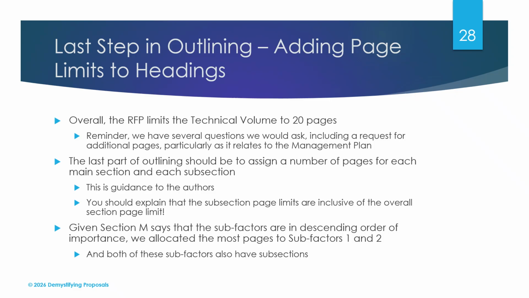And then also, given that section M says that the subfactors are listed in descending order of importance, that means that subfactor 1 is the most important, subfactor 2 is the next most important. And so I would allocate the most pages to the first couple of subfactors. And then, obviously, you want to have page allocations for the other subfactors, but since they're less important, the most important sections should have the most pages.